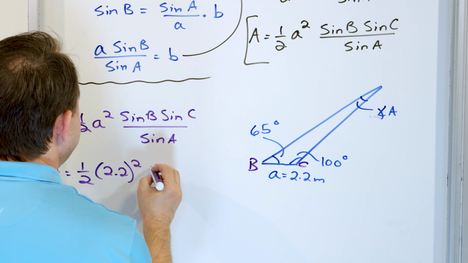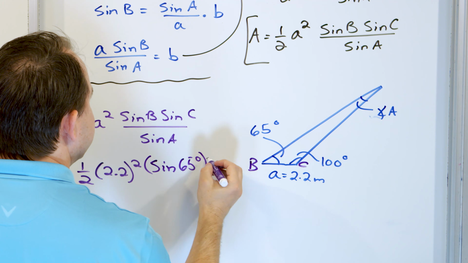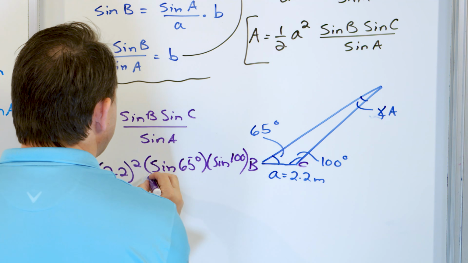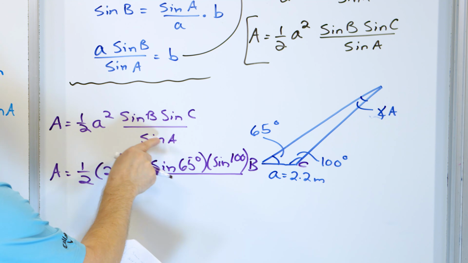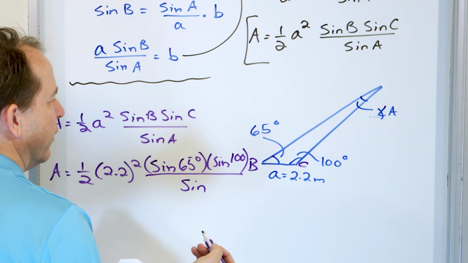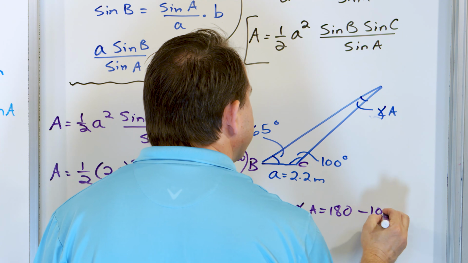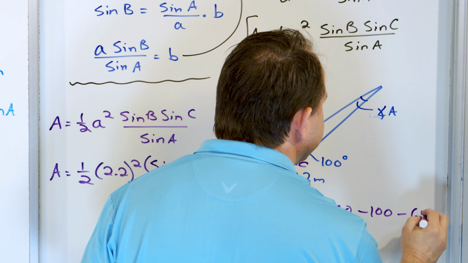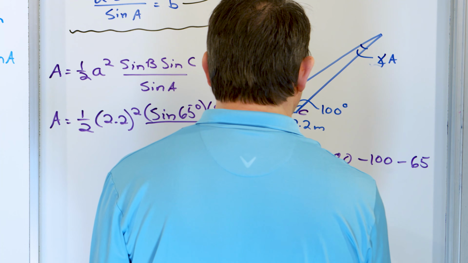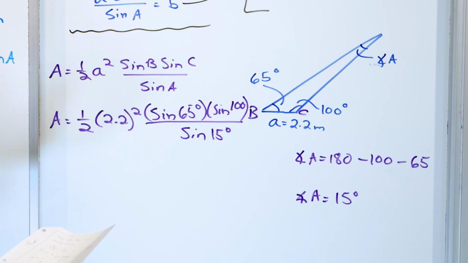So what we could do is have up here the sine of 65 degrees. And then this is going to be the sine of angle C, which is 100. And on the bottom, it has to be the angle opposite of the side I have here, which is angle A. But what is angle A? Well, I can easily find that. Angle A is 180 minus this 100-degree angle minus this 65-degree angle. And so when you take 180 minus 100 minus 65, you get 15 degrees. So angle A, 15 degrees, goes in right here.